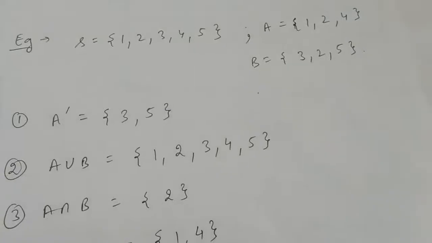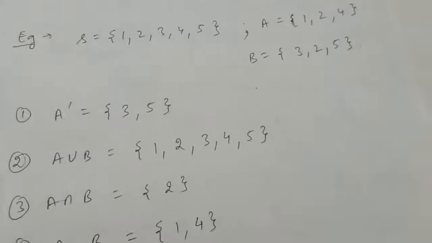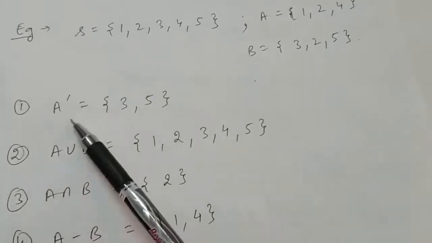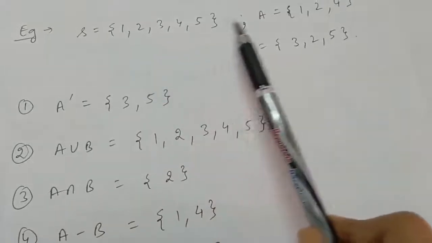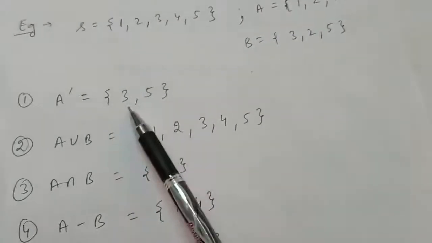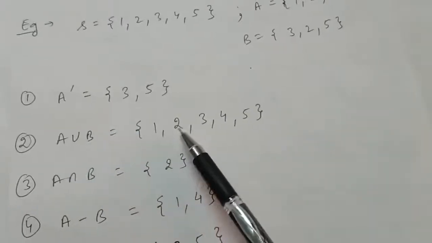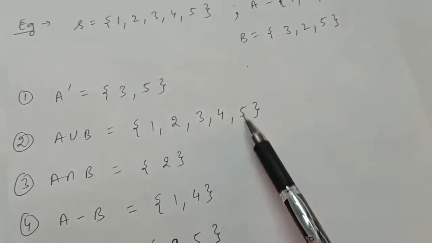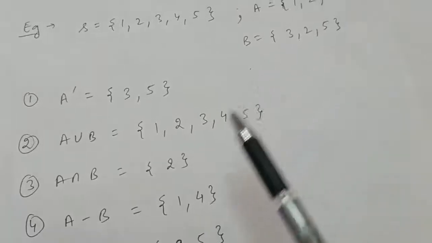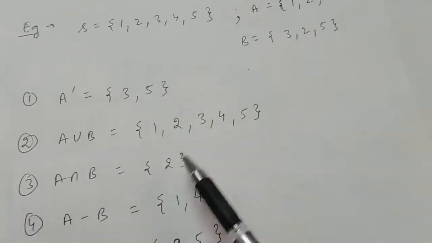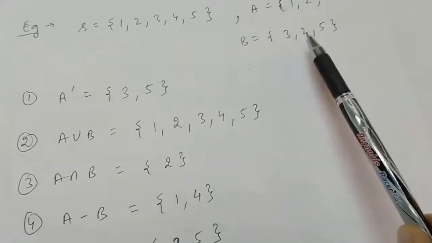So suppose the sample space is given as 1, 2, 3, 4, 5. This is the set A, this is the set B. What will be A complement? A complement will include those elements which are in S but not in A. So those elements are 3 and 5. Now A union B will be 1, 2, 3, 4, 5, those elements which occur either in event A or in event B. A intersection B, the elements which occur in both A and B, is just 2, right?